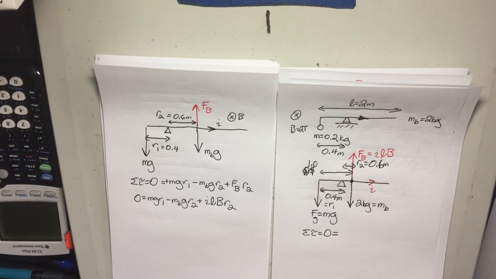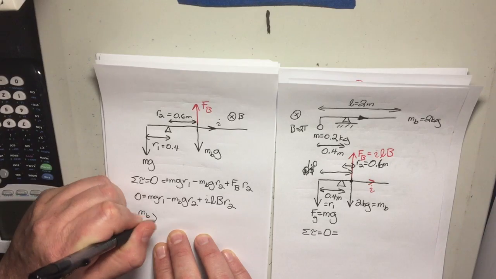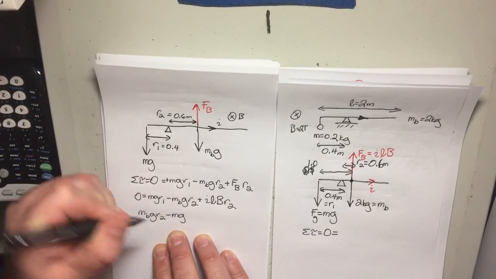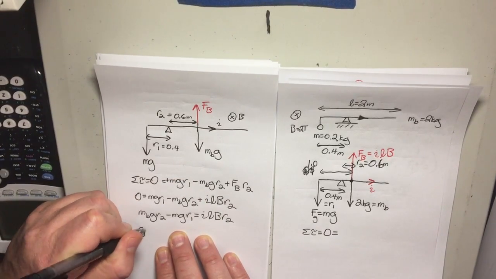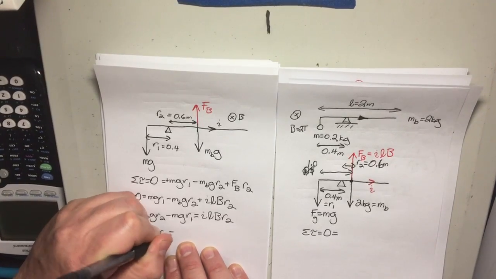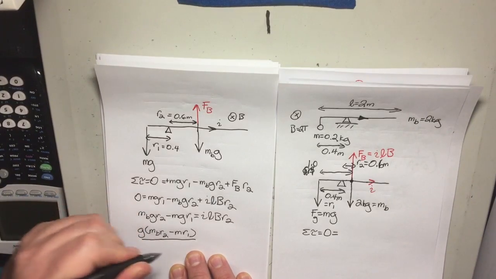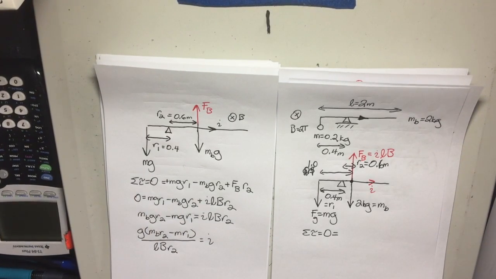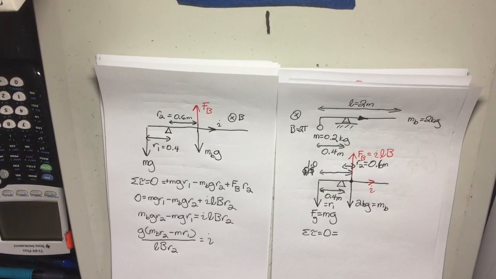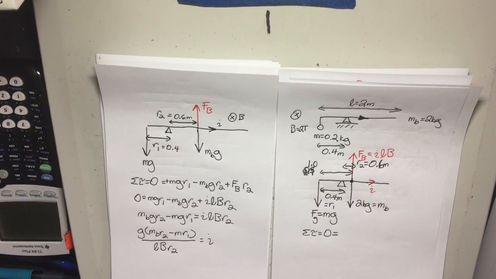And now you solve for I. MBGR2 minus MGR1 is equal to ILBR2. So now MBR2 minus MR1, divided by LBR2, is equal to I. Now, one of the things that could happen, and this may be the case, we're going to do this numerically right now, is if I is negative, that just means that the current wasn't running from left to right. It should be running from right to left.